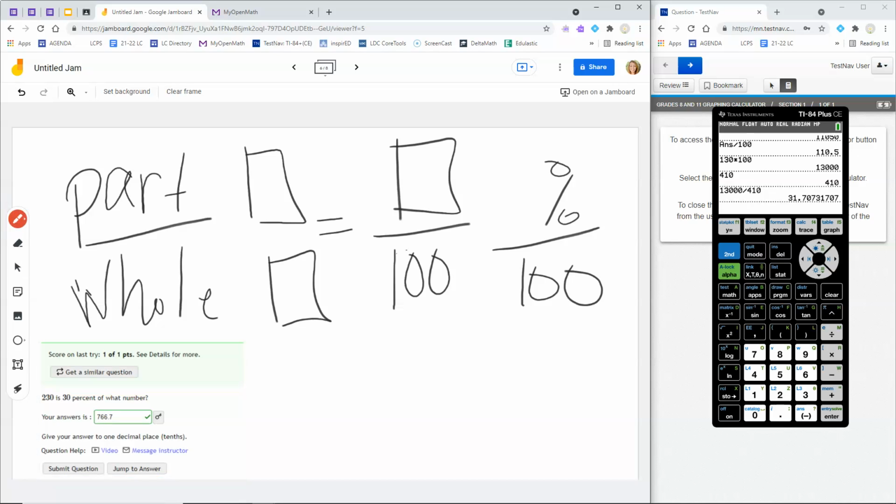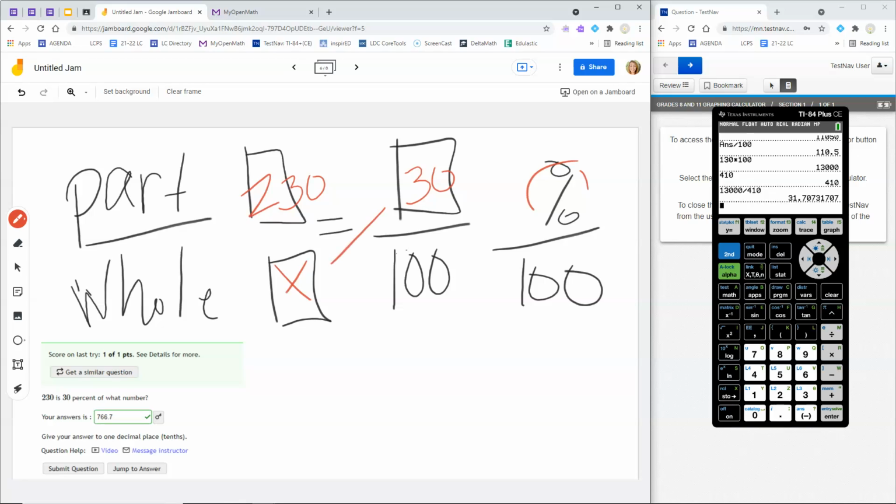Notice it says 30%, so I know that that goes in the percentage piece, okay? So 30, 230, you got to decide, is that the part or the whole? It's telling you that 230 is 30%, so it's not 100%, so it can't be the whole number, so it's got to be the part. 230 over, we don't know. That's what we're looking for, right? That's what we're trying to figure out, is what is the whole amount.